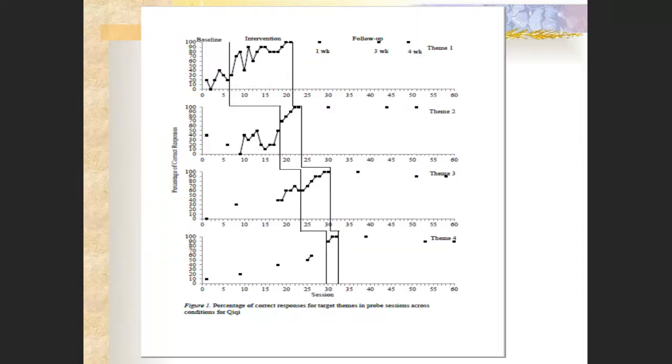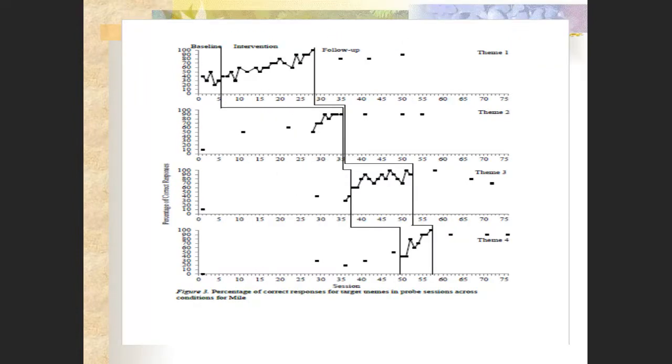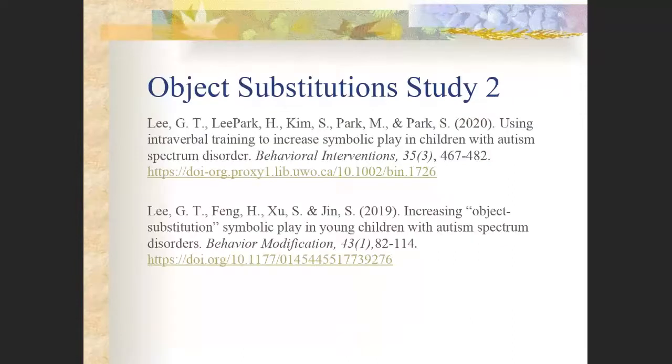All right, this is our first study, teaching object substitution. As you can see, this is child 1, themes 1, 2, 3, and 4, four different themes. The child learned how to use a substitute when some of the items required for the job were missing. This is child 1 and child 2. We see the learning is going pretty good for these 3 kids.